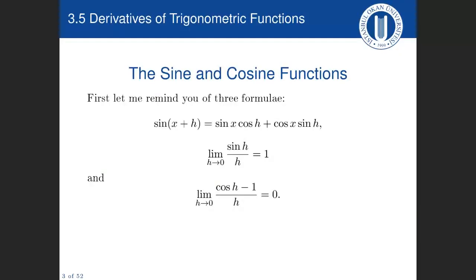Let me remind you of three formulae. The first one is one that I imagine you're familiar with from high school. Sine of x plus h is sine x cos h plus cos x sine h. And then the second and third formulae are rules that we've proved in previous weeks. The limit as h tends to 0 of sine h over h is equal to 1, and the limit as h tends to 0 of cos h minus 1 over h is equal to 0.